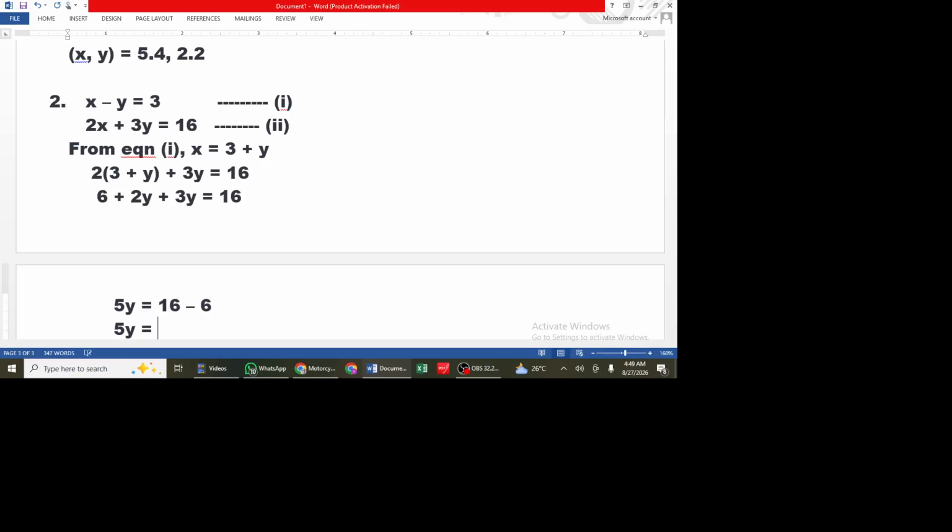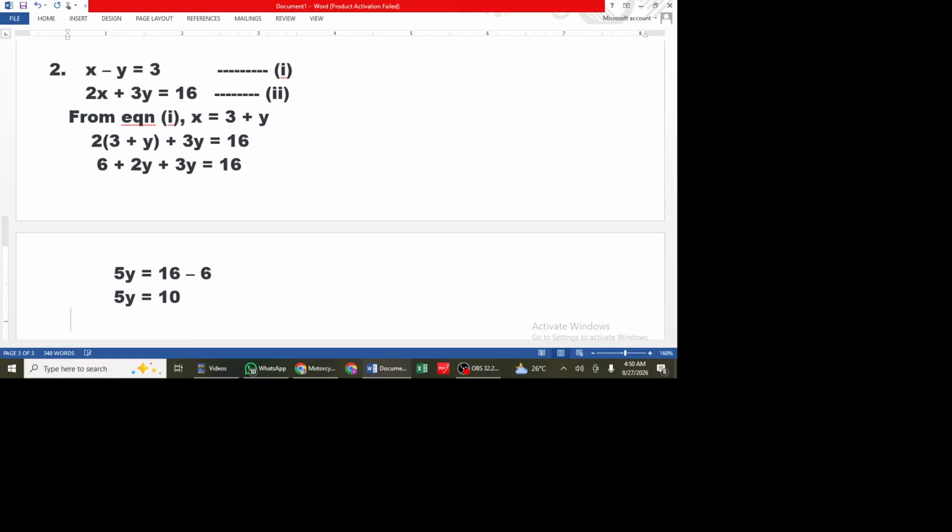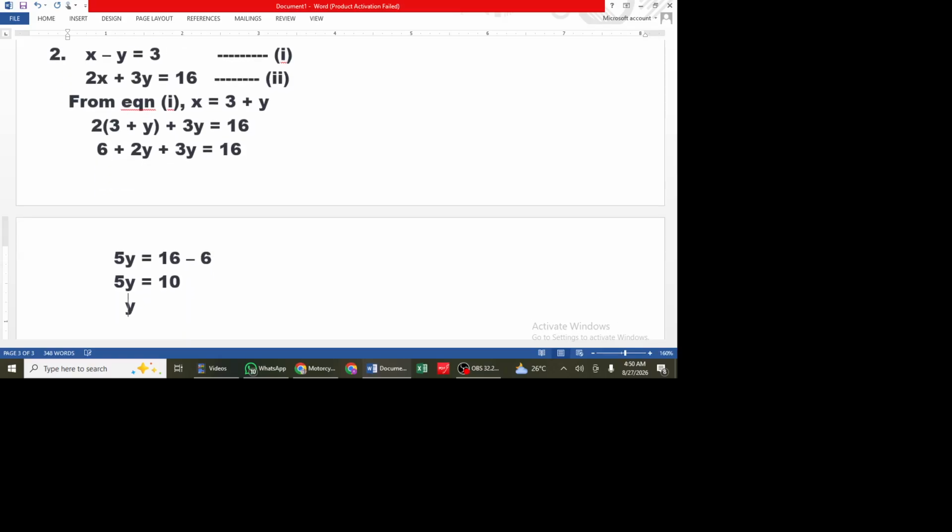is equals to 10. And in order to get the value of y, you divide both sides by the coefficient of y, which is 5. Then y is equals to 10 divided by 5, and 10 divided by 5 will give us 2. And recall that we've already made s subject of the formula, and we said that s is equals to 3 plus y. Then you substitute for the value of y, then s will be 3 plus 2, and that would be 5.